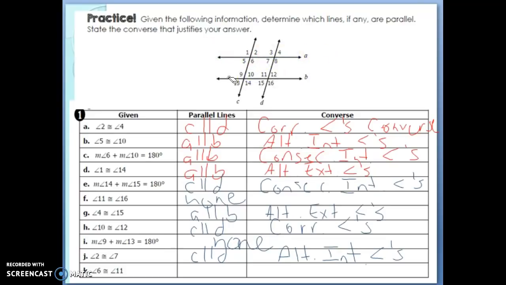Okay, and last one, angle 6 is congruent to angle 11. These lines don't share a transversal. 11 is on line D and line B, whereas angle 6 is on line A and line C. They don't share a transversal. So because of that, they do not have any of these angle properties. So none. They don't have a property to relate to. So we can't prove that lines are parallel.